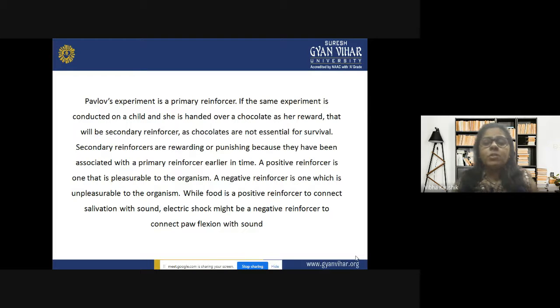Why is food a positive reinforcer? To connect salivation with sound. Electric shock might be a negative reinforcer to connect Pavlovian response with sound.